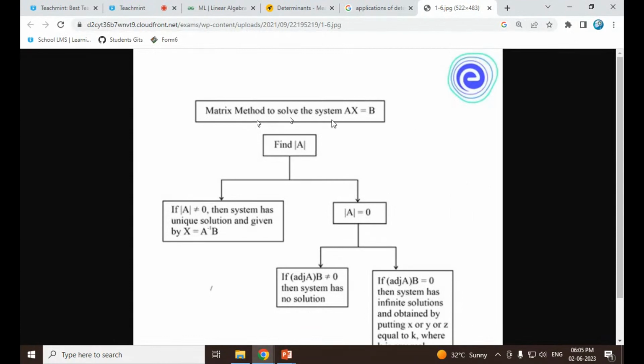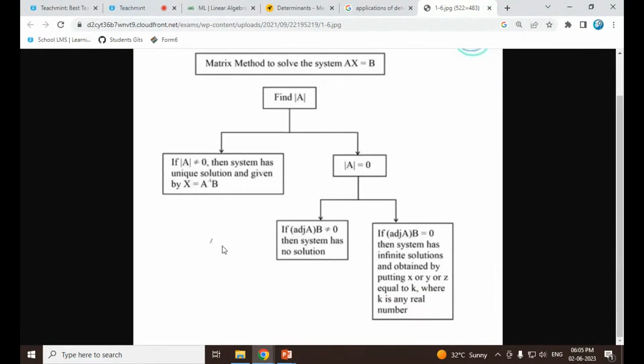Matrix method to solve a system of equations like Ax equals B. Perhaps to solve this equation we'll also be able to use determinants. So find the determinant of A. If it is not equal to 0, then the system has a unique solution, and it gives x equals A inverse of B.